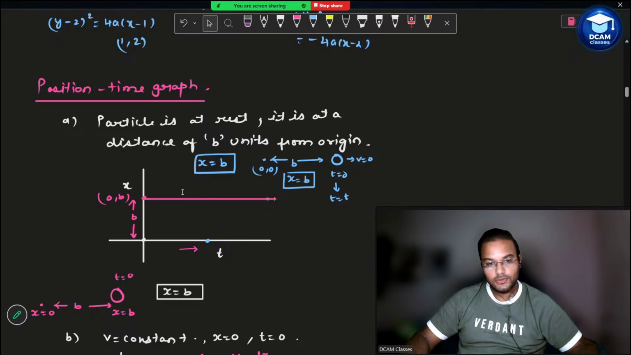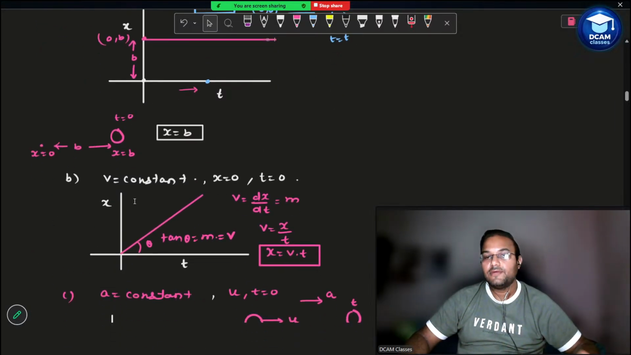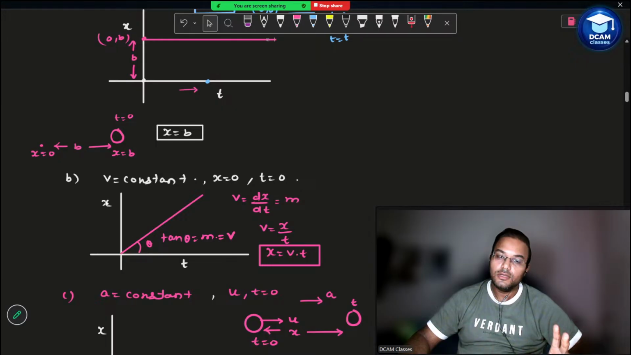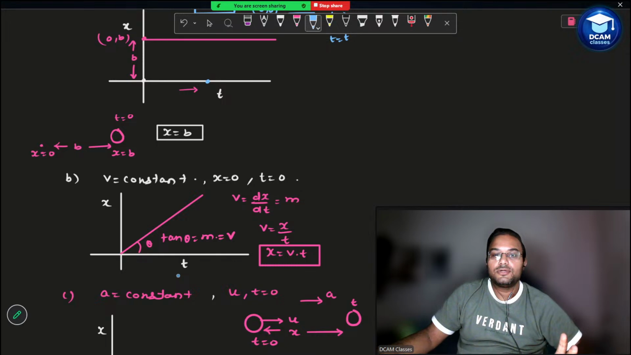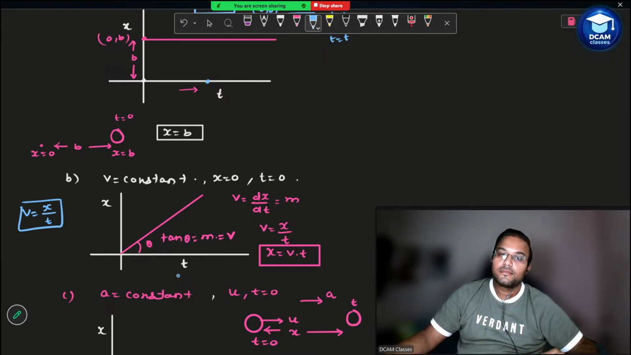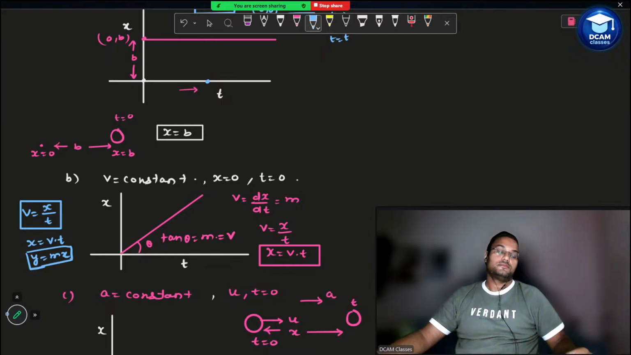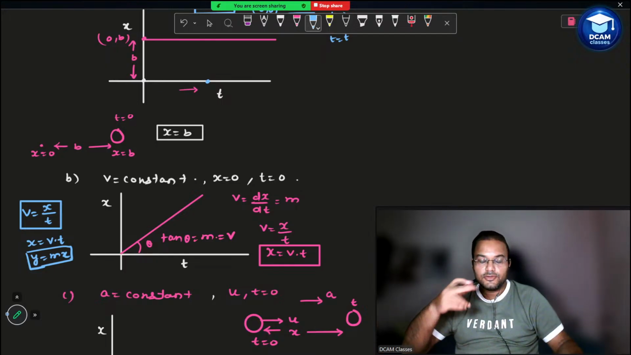I understood. Okay, now in the same way, when the velocity is constant, you have to draw the x versus t graph, and it will be a straight line passing through the origin. Why? Because v is constant, you can write x by t. x is equal to v into t. V is constant. It is actually y is equal to mx type. This is the equation of a line which is passing through the origin having a slope m.